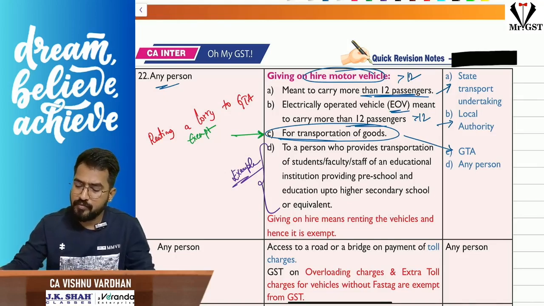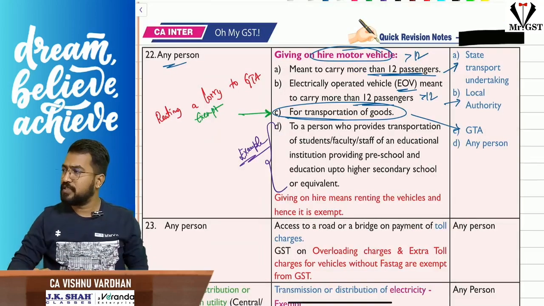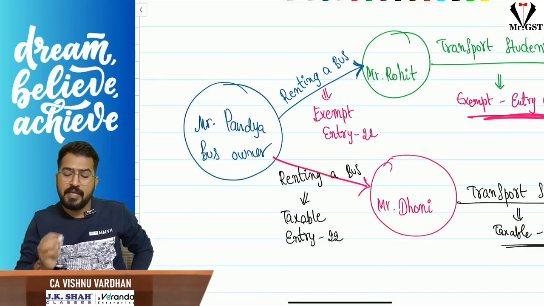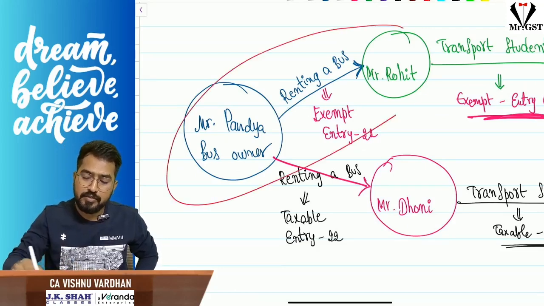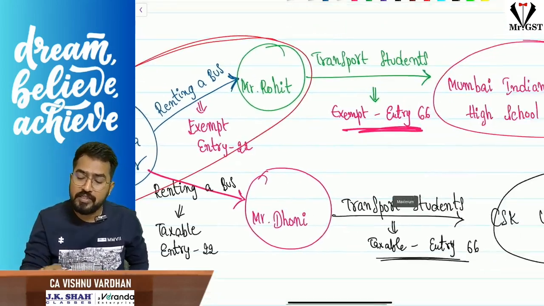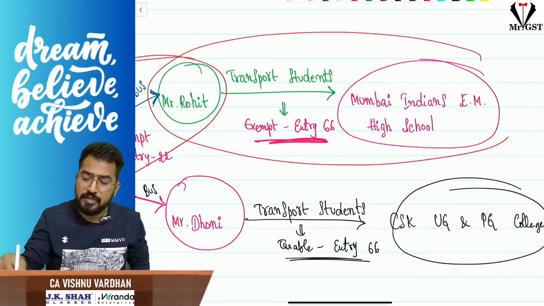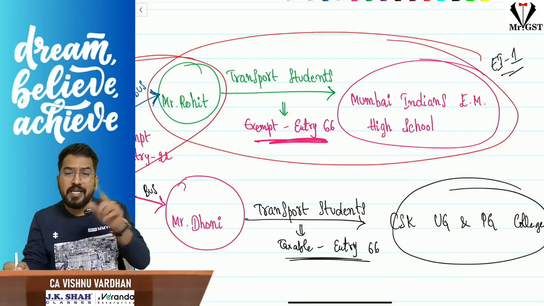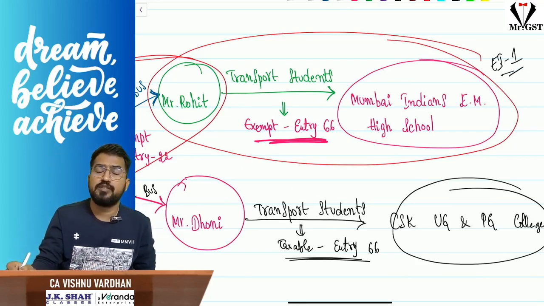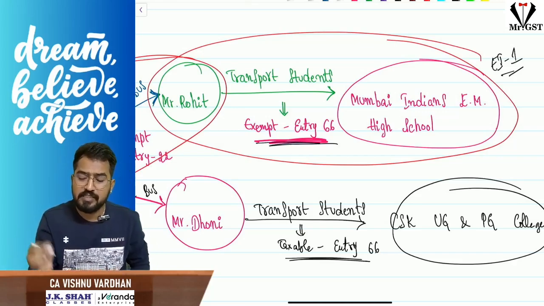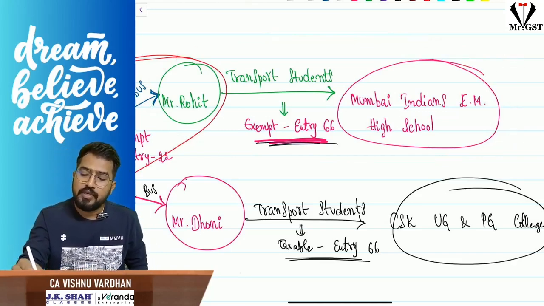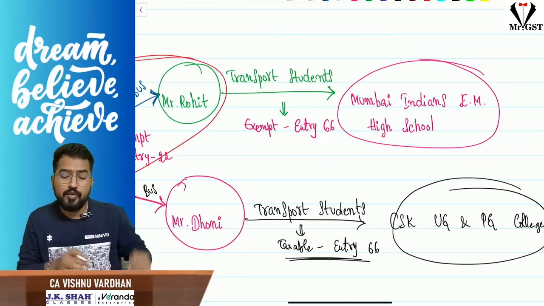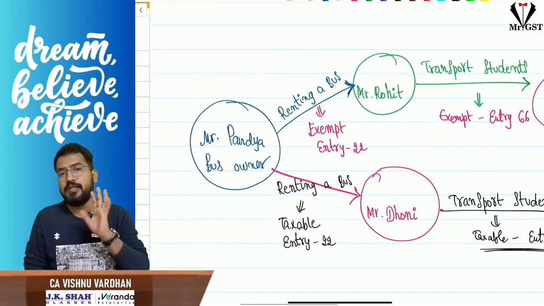Example. So if you see the example here, Mr. Pandya is a bus owner. He is renting the bus to Mr. Rohit. What is Rohit doing now? Rohit is transporting the students of Mumbai Indians English Medium High School. If you remember, Mumbai Indians English Medium High School is EI1. EI1 purchasing the services of transporting their students, faculty, staff is exempt under GST as per entry 66, if you remember. So, Rohit has got a contract of transporting the students of Mumbai Indians English Medium High School, that is exempt under GST. For that, Rohit is taking a bus on rent, that is also exempt.